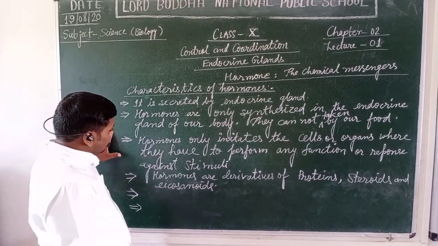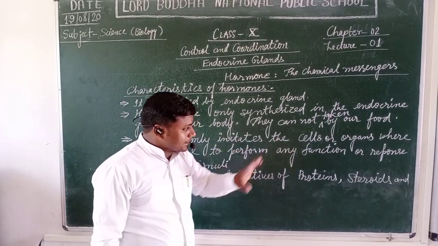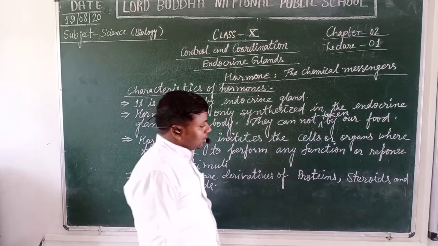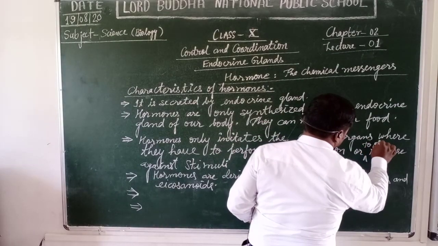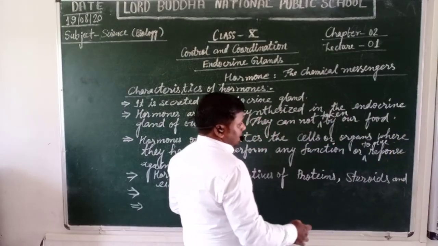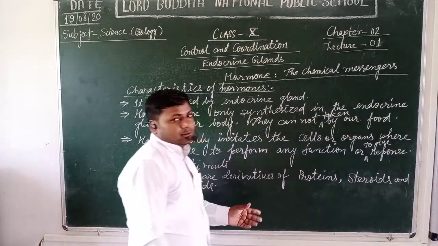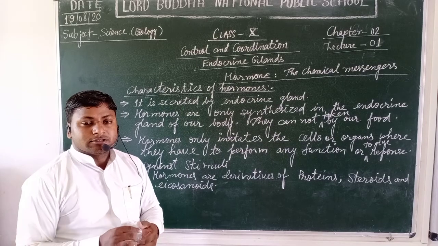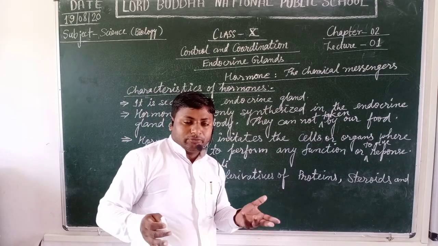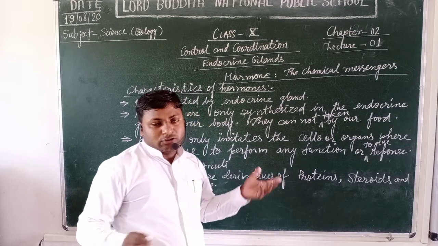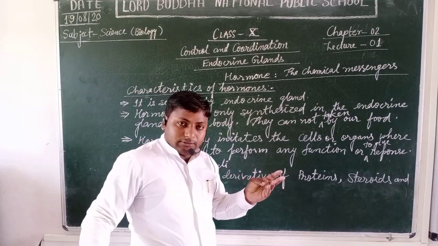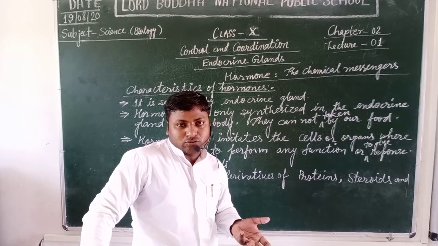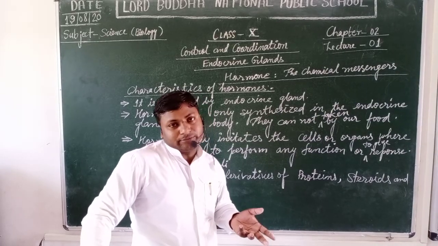Okay? Next, hormones only indicate the cells or organs where they have to perform any function or give a response. But students, enzymes are secreted by the exocrine glands. These glands are always present at the organs where they have to perform their function. For example, if we take digestive glands, as we studied in the previous chapter, the liver stores its bile in the gallbladder, and the gastric juice is secreted by the gastric glands of the stomach.